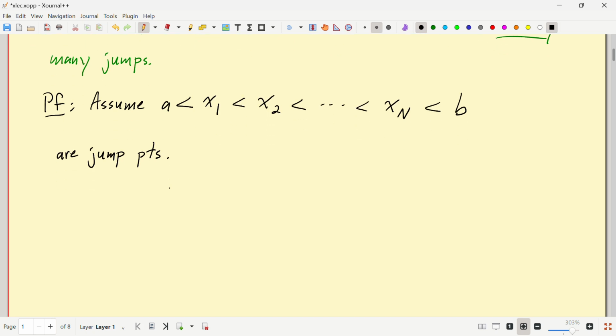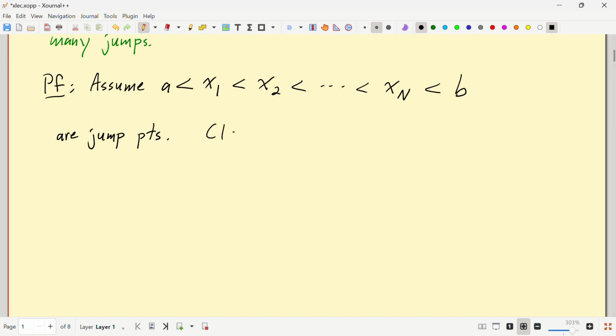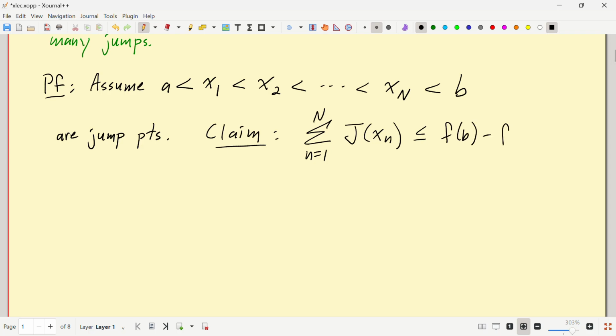And the last time I claimed that the sum, as n goes from 1 to capital N, of the jump amount, has to be less than or equal to f of b minus f of a. Okay, and then the book, of course, says why.